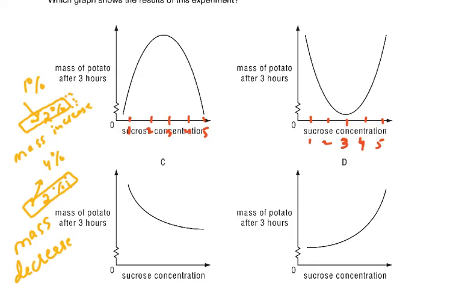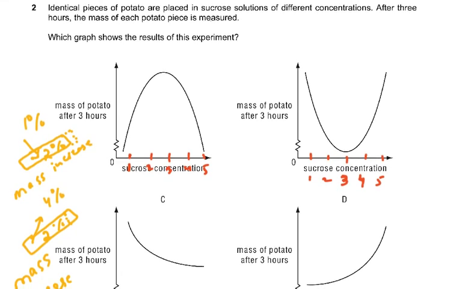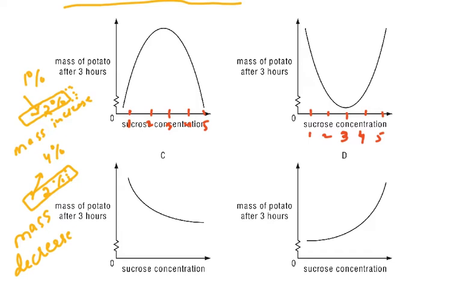Now, this is a very interesting question. It says identical pieces of potato are placed in sucrose solutions of different concentrations. After 3 hours, the mass of each potato tissue is measured. Which graph shows the results of this experiment? The first thing you do when you get a graph experiment is write some figures. So for sucrose concentration, you can say this is 1%, 2%, 3%, 4%, or mole per dm cubed, whatever you want. So the concentration is increasing this way.